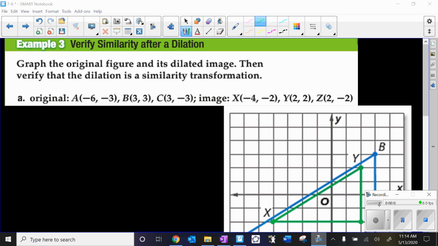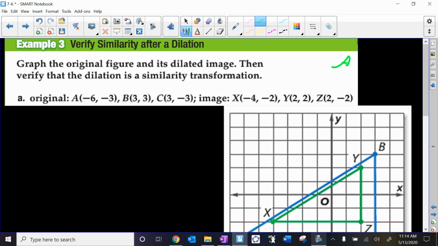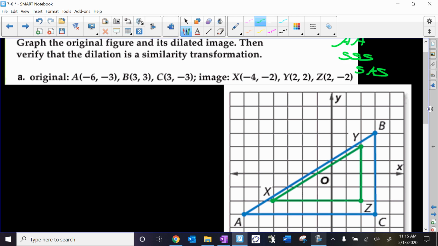Finally, we're going to look at verifying similarities on a coordinate plane. So if we think back to section 3 of how we prove triangles similar, we had 3 methods: angle, angle; side, side, side; and side, angle, side. You can pick any one of these 3 methods, but the one that I would recommend sticking to would be side, angle, side. You can really choose any 3 that you want.